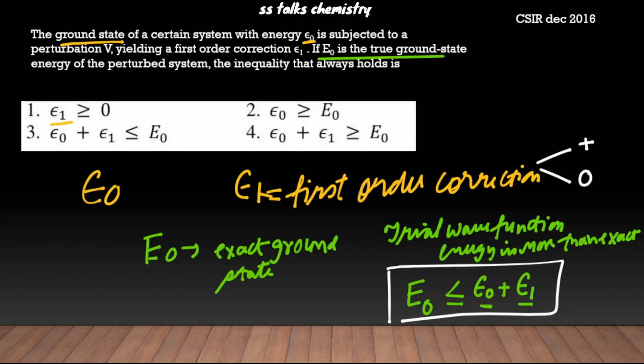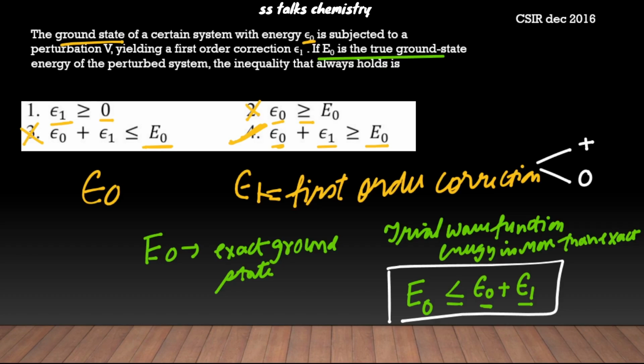The first option says first order perturbation is greater than or equal to 0. This is true, but we have to compare with the energies. So overall this is not the most apt one. Right? Next, E naught is more than the ground state energy, so again incorrect. This option says the ground state energy is more than that of the perturbed system. This is again incorrect. Here it says E naught plus the perturbation you have applied is greater than or equal to the true exact ground state energy. So the fourth option is going to be the right answer.